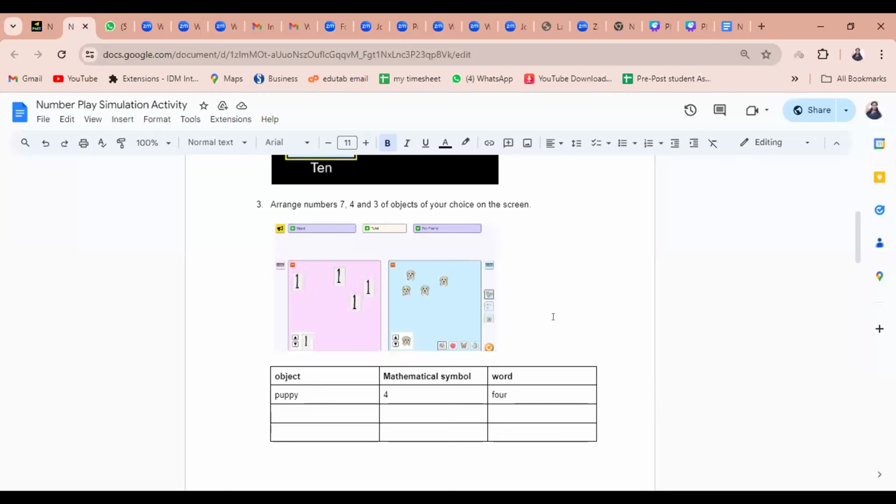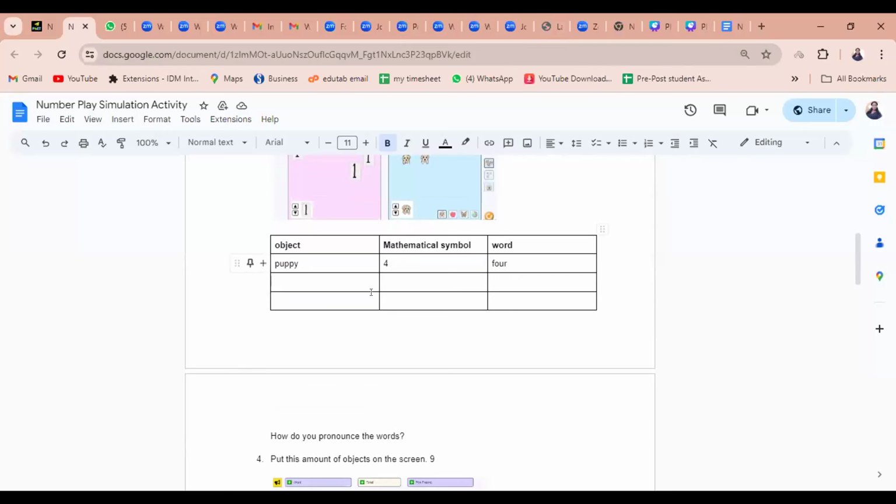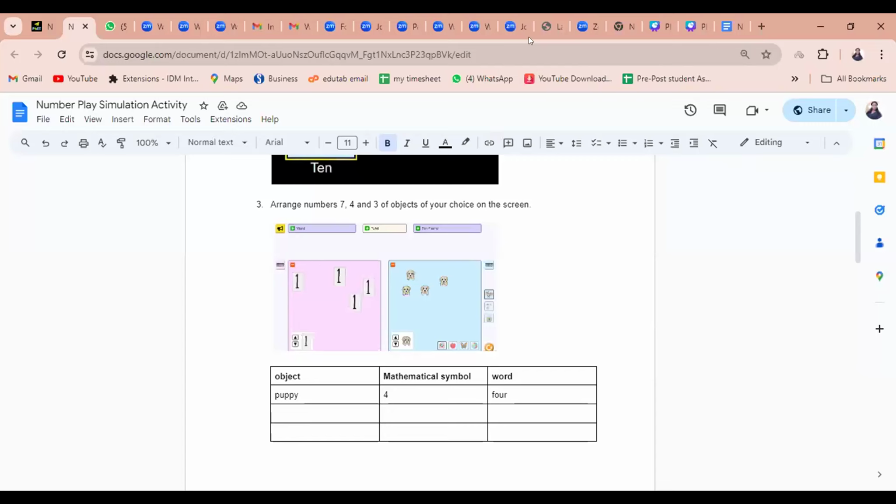I'd also like someone to do this. So I'll stop sharing my screen so that you can arrange also to discover what principles are coming into play when you do that. So 7, 4, and 3, use the same screen that you used for playing, use the same one to arrange those numbers. From there, we will now write the object, the symbol, and the word, and then we pronounce it. So that is question 3. Let me stop sharing my screen as someone else does the activity.